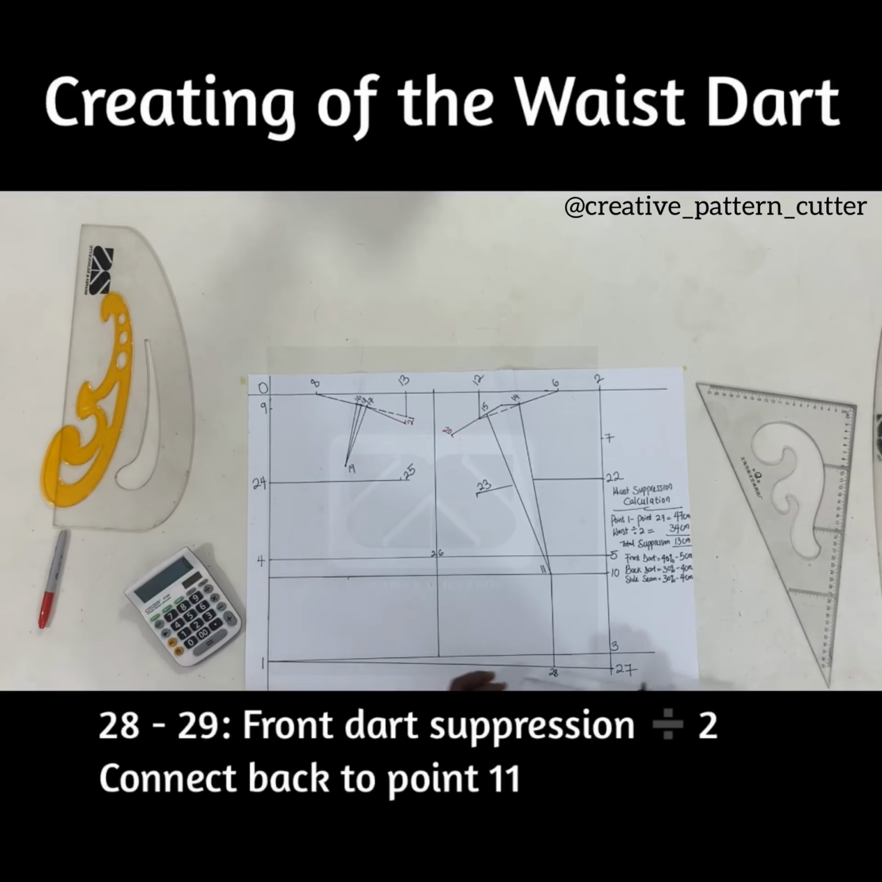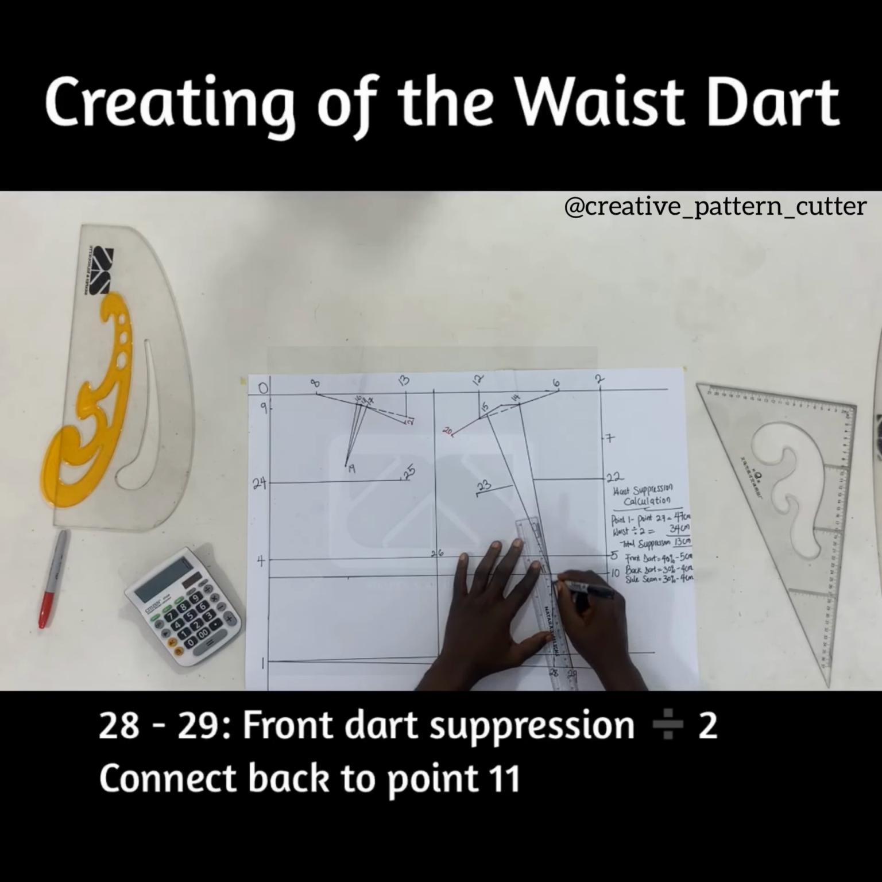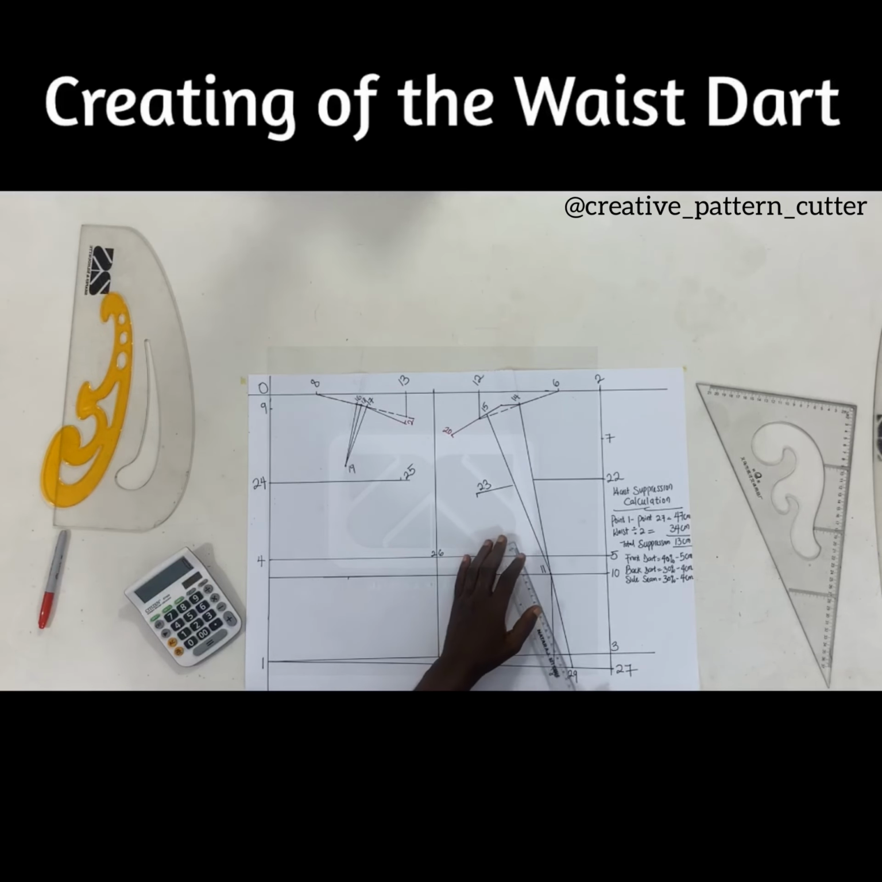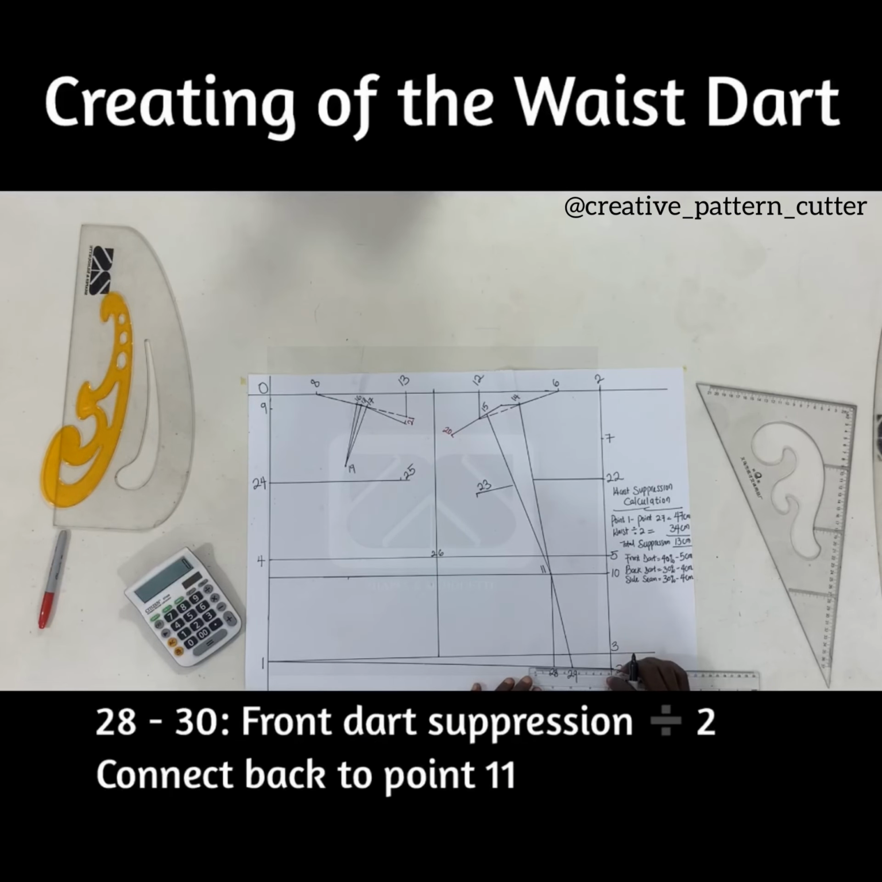I'm going to be using the front dart calculation from the suppression that I got. You divide your front dart suppression into 2 first to get point 29. Then you connect it back to point 11. In the other half, you measure it towards the left. That's your point 30. You connect it back also to point 11.